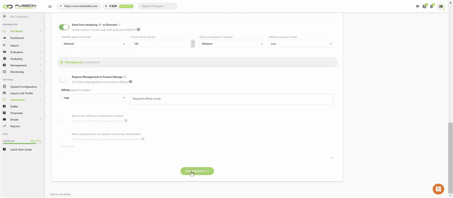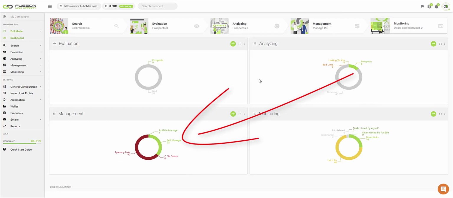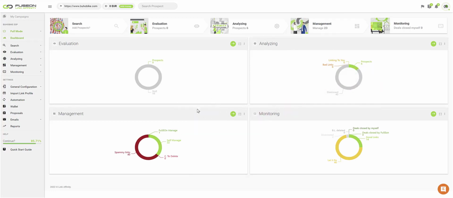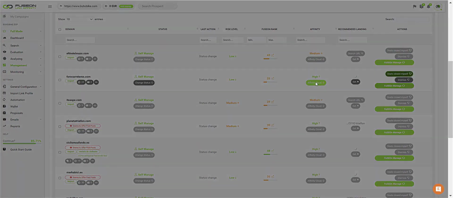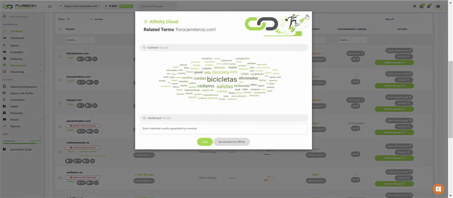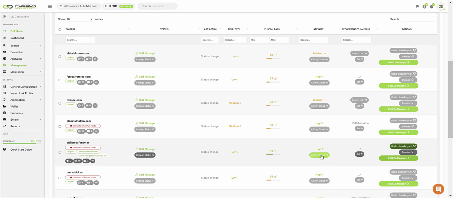Or they have passed, because it depends on whether you have already calculated everything directly. It passes them automatically from analysis to management. It passes them to you, to sales manus. Remember that we had this already. It has passed you sites that have in their affinities bicycles, cycling, or whatever it is that you have.